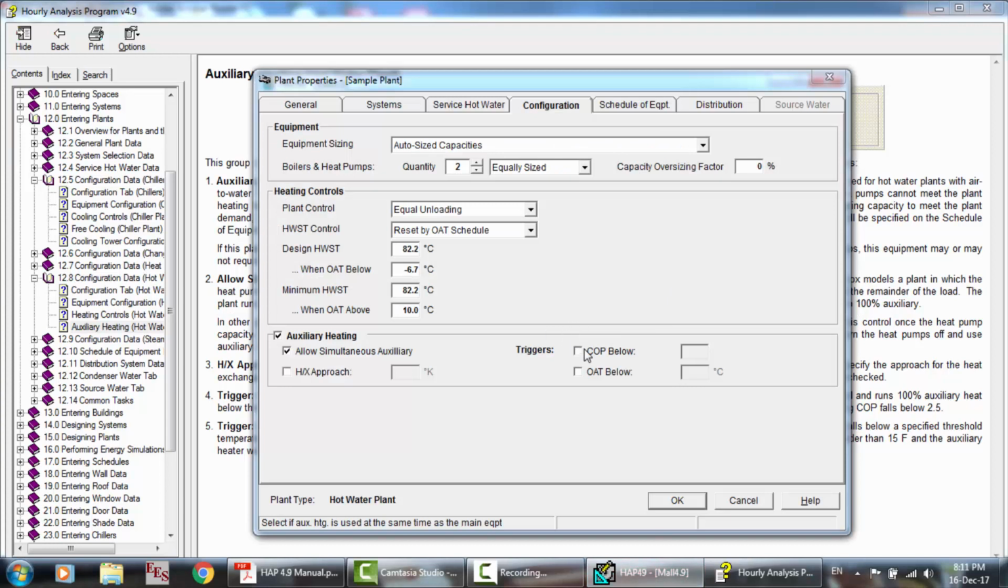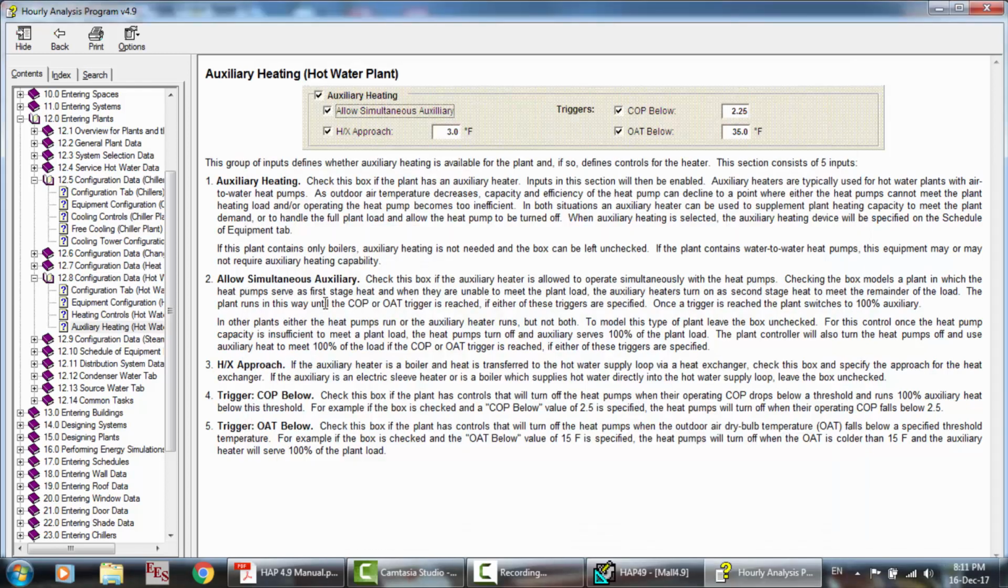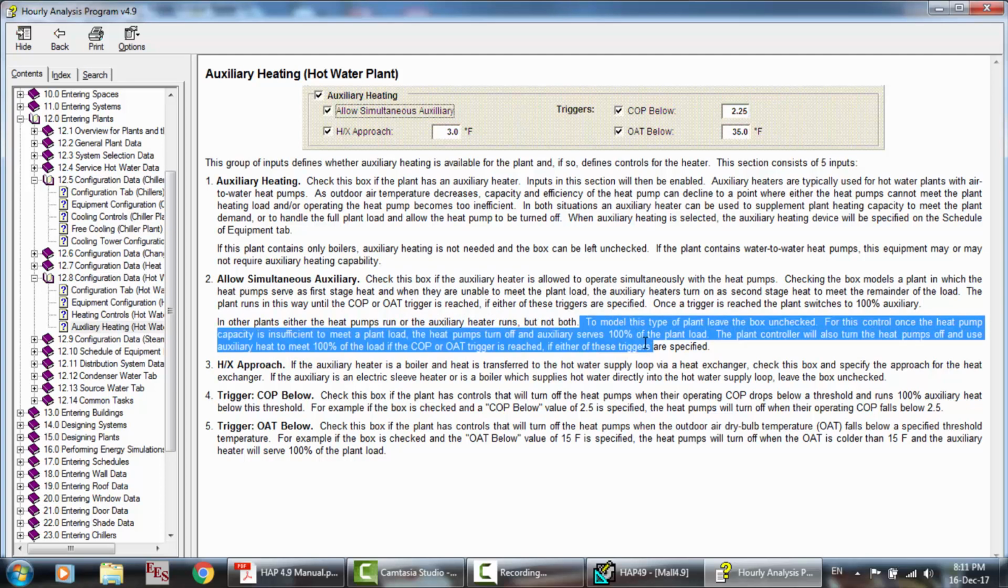So you have here trigger COP is below this, or outdoor air temperature is like this. Switch to auxiliary below this outdoor air temperature. Also here, switch to auxiliary below this COP value. Okay, so in the other plans we have here auxiliary heat pumps run, or the heater runs, but not both. To model this type of plant, leave the box unchecked.